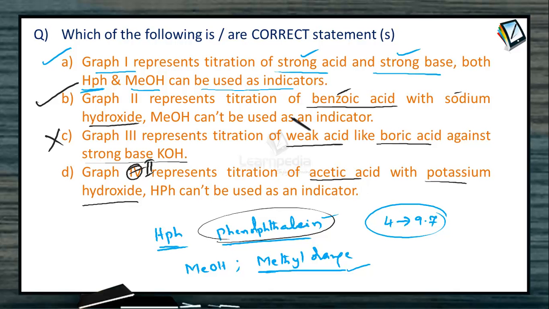Here, methyl orange cannot be used means phenolphthalein can be used, so that is right. Here, phenolphthalein cannot be used as an indicator is given. In fact, phenolphthalein can be used. Therefore, this option is wrong. Thus, A and B are the answers for the question.